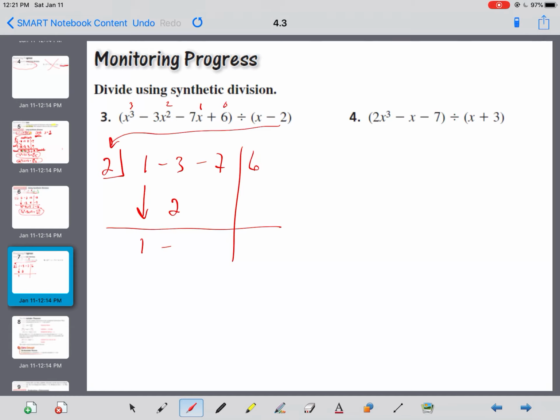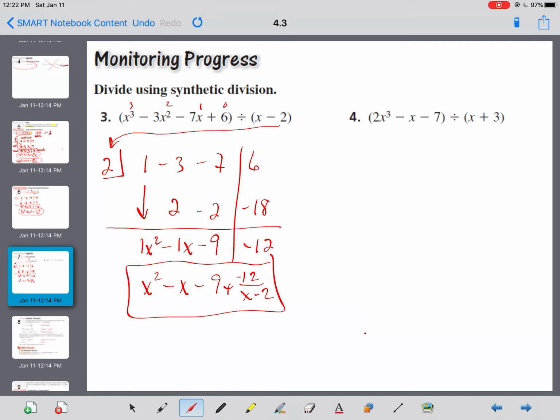2 times 1 is 2. Negative 3 and 2 is negative 1. 2 times negative 1 is negative 2. Negative 7 and negative 2 is negative 9. 2 times negative 9 is negative 18. 6 and negative 18 is negative 12. It was x to the third, so x squared. So x squared minus x minus 9 plus negative 12 over x minus 2.